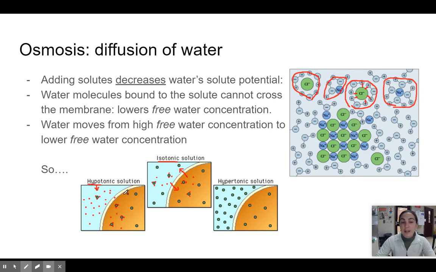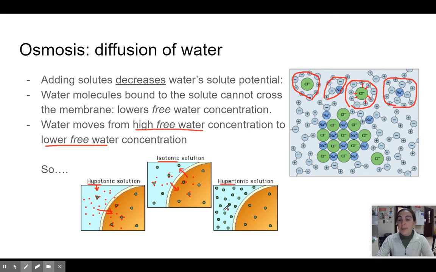So even though there's still a lot of water in the cell, there's more free water out here and less free water inside. So the water is going to move down its concentration gradient like everything else. It'll move from where there's a higher concentration of free water to where there's a lower amount of free water inside the cell. So in a hypotonic solution, water will move inside of that cell and the cell will gain mass and expand. The opposite's true in a hypertonic solution.